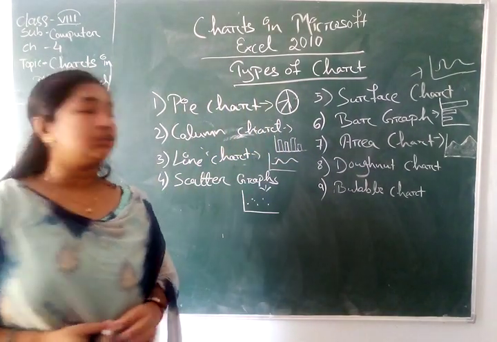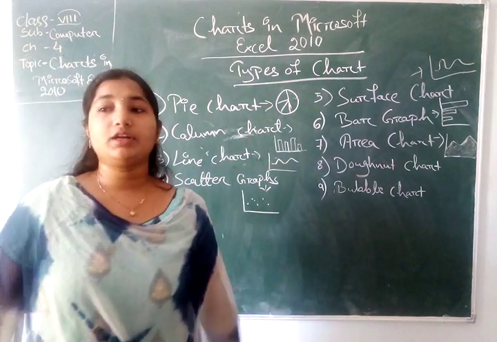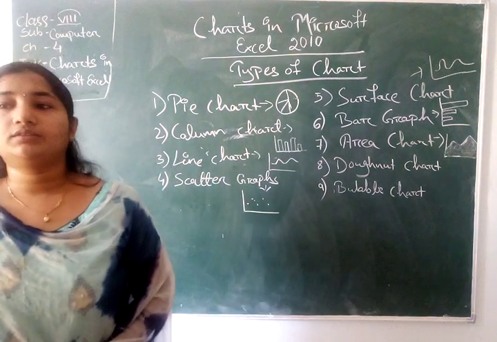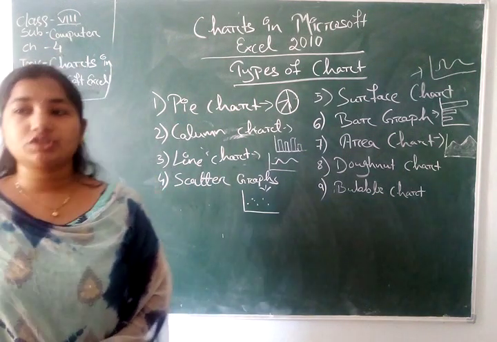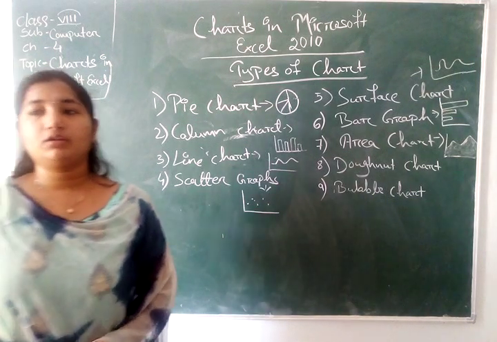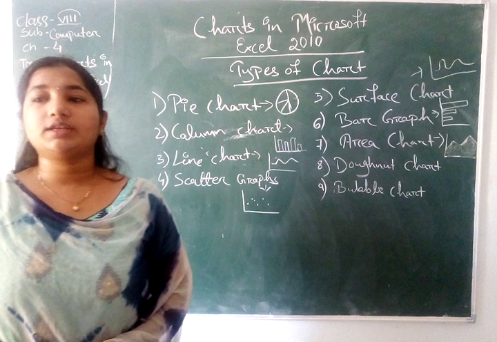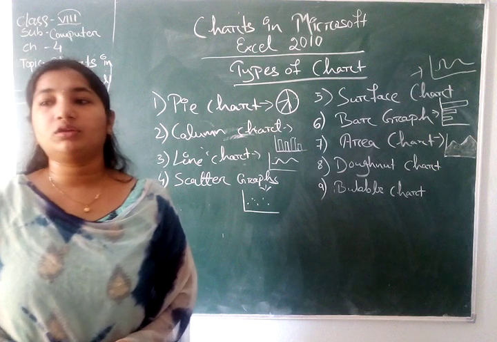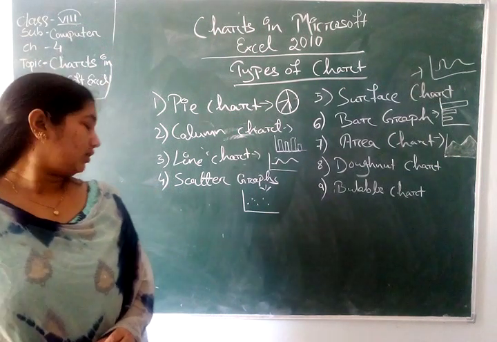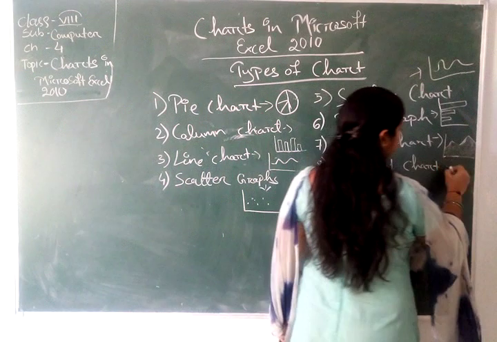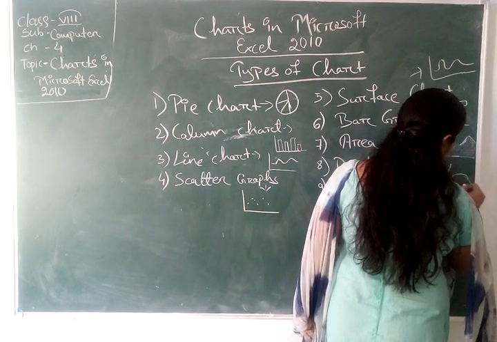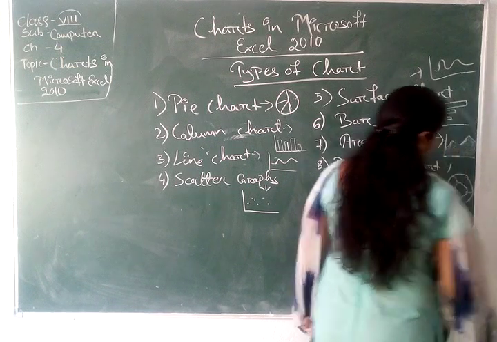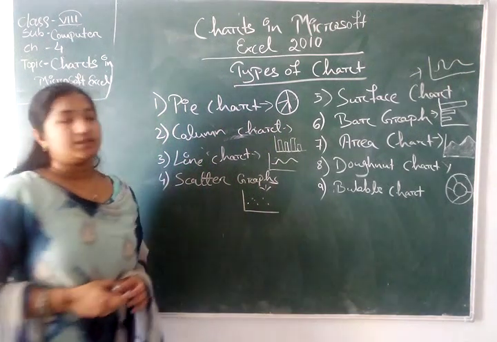Next one is our doughnut chart. It is the data which is arranged in a column or row on a worksheet. It can be plotted in a doughnut chart. Like a pie chart, a doughnut chart shows the relationship of parts of a whole, but it can contain more than one data series. And the doughnut chart is represented like this.